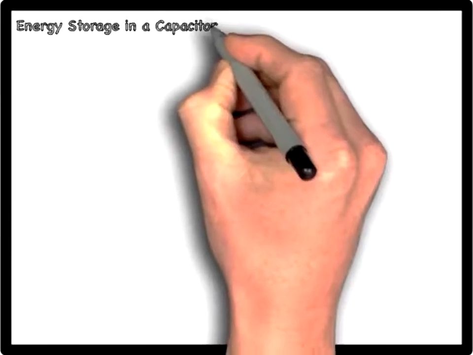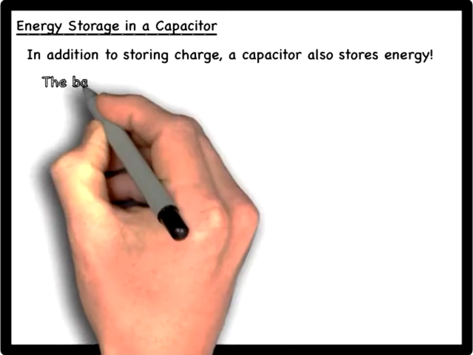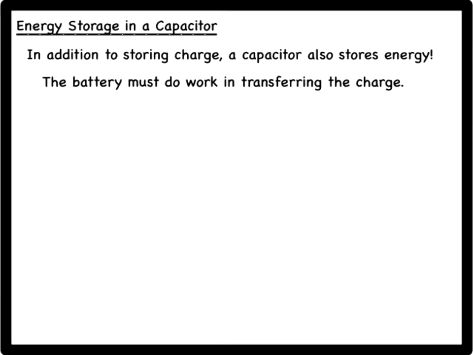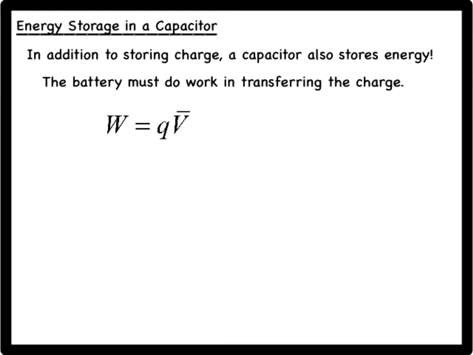In addition to storing charge, a capacitor also stores energy. The stored electrostatic potential energy in a capacitor arises because a battery that transfers the charge from one plate to another must do work to move the charge. The work done is equal to the product of the charge times the potential difference between the plates. However, as each increment of charge is moved, the potential difference increases slightly, and a larger amount of work is needed to move the next amount of charge. The total work done in completely charging the capacitor is equal to the product of the total charge transferred and the average potential difference.